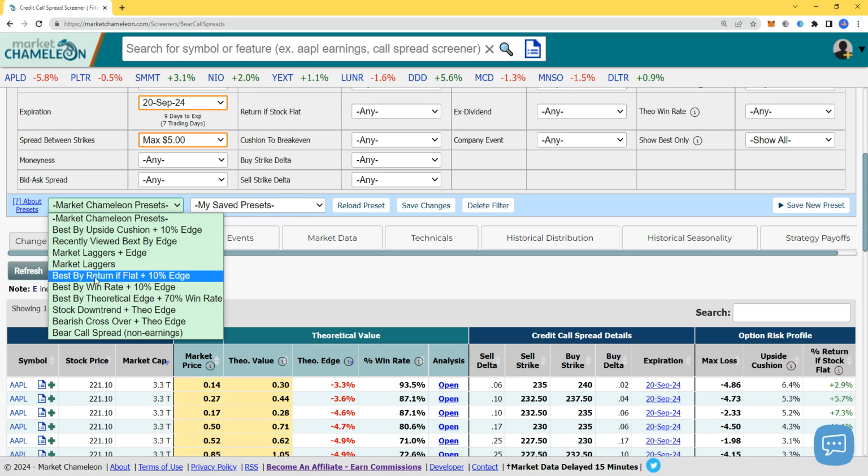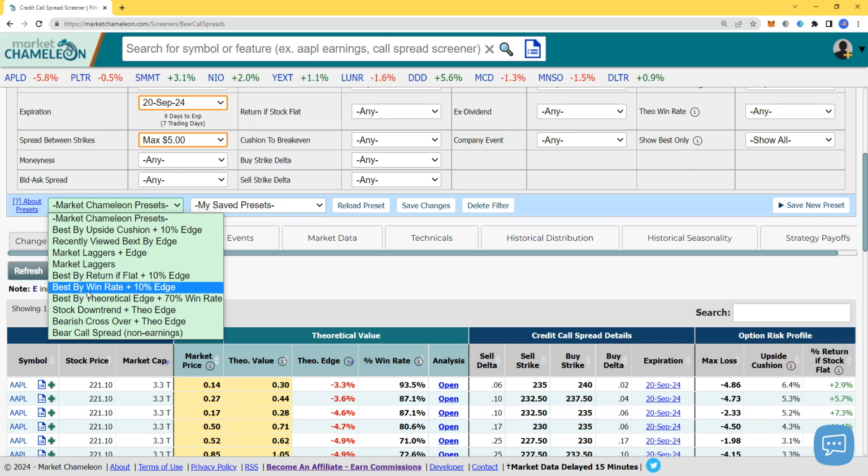So this one is best by return if flat plus 10% edge. That means basically you make the most amount of money if the stock doesn't move, and with a 10% edge, you make your money. Basically, the edge, just so you know, I like to filter by edge. The higher the edge means the more income you are receiving based on history. So if you are collecting, I don't know, 200 bucks, but the edge is like 10%, that means based on history you should have collected 180, give or take, roughly. Okay, so this is a good option.